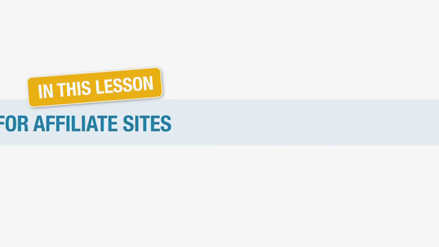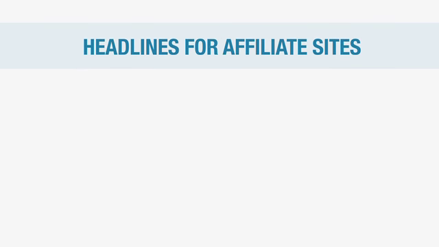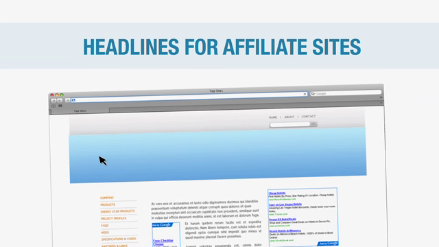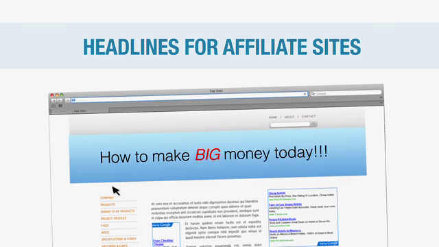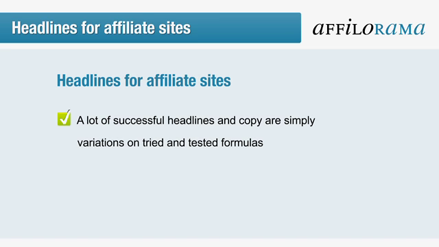There's a talent to good copywriting, but even so, most professional sales copywriters admit that a lot of the most successful headlines and copy are simply variations on tried and tested formulas that have worked in the past. In this lesson, we're going to look at headlines for affiliate sites. We'll introduce some of the best performing headline formulas we've used and still use, and some formulas for bullet points that will give you winning promotional copy in a flash. All you have to do is fill in the gaps.